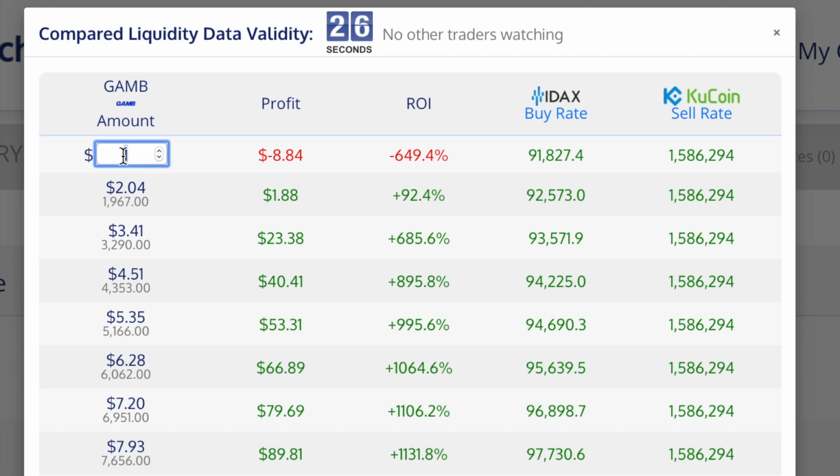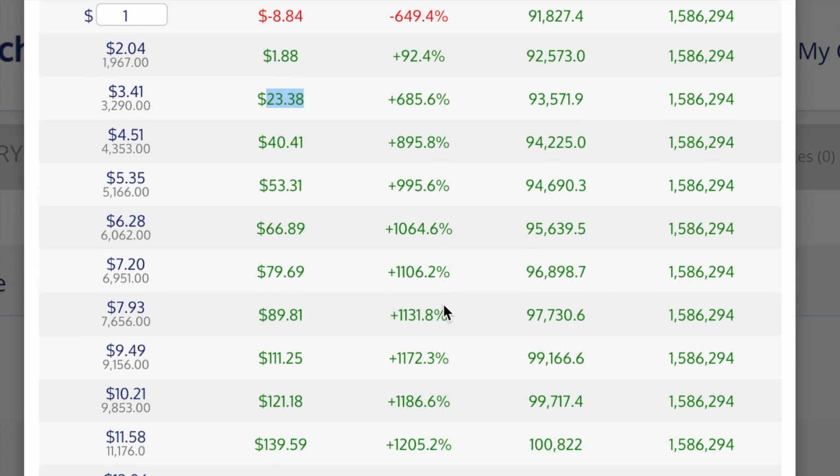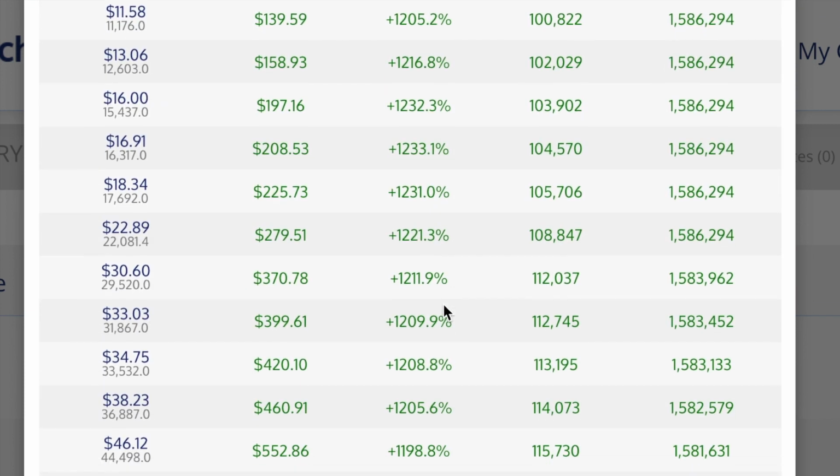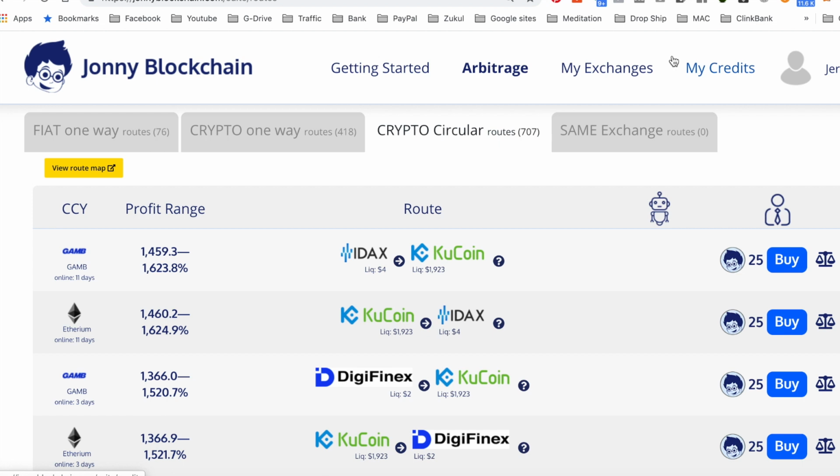It's saying if you're going to trade with $1, there's no profit to be made. But if you want to trade with $2, then you can make a profit of 92.4% ROI. If you want to trade with $3, you can turn that $3 into $23, and that's a profit of 685%. And as you can see, there's lots of liquidity there and there's lots of opportunity for you to trade. So if you're serious about arbitrage trading and you don't want to do all the hard work yourself, then come over to Jonny Blockchain, create yourself an account, and you can be arbitrage trading today.